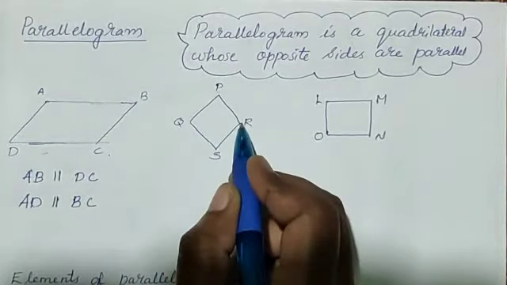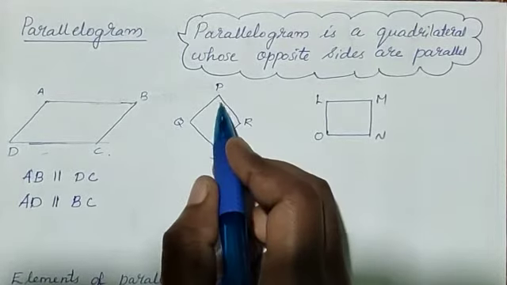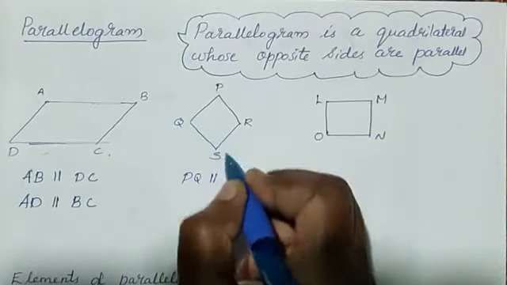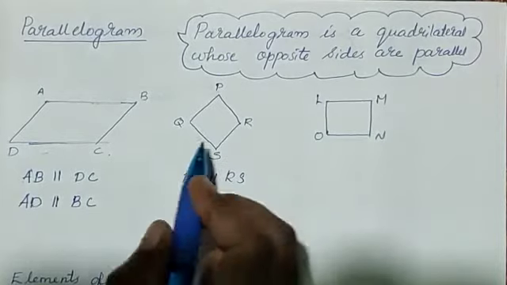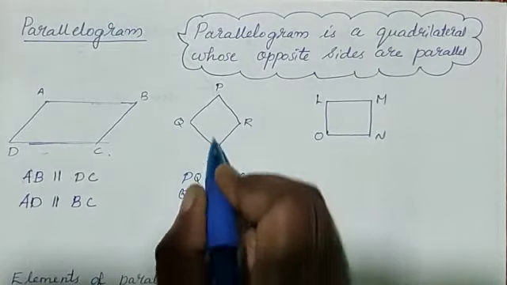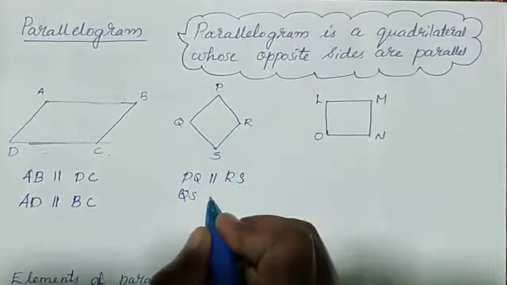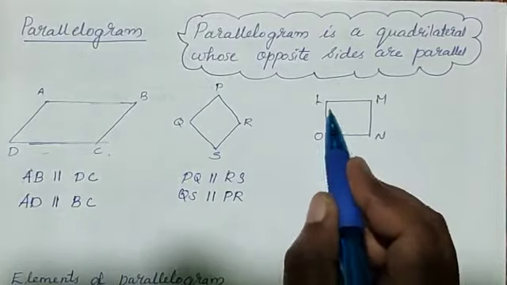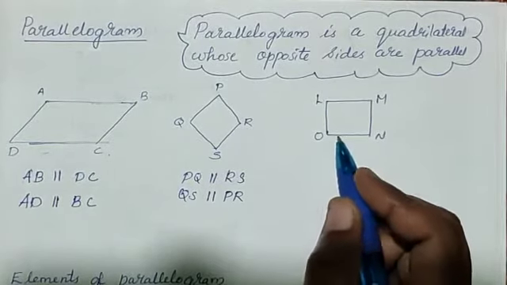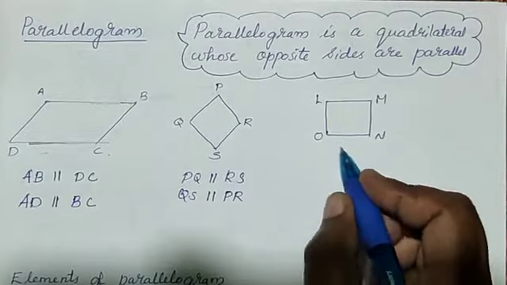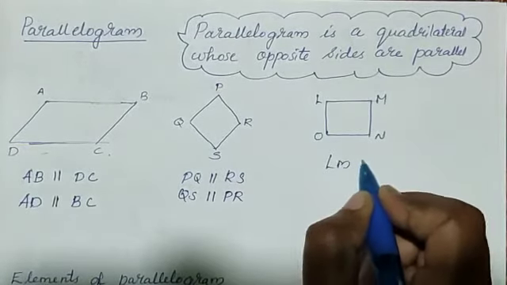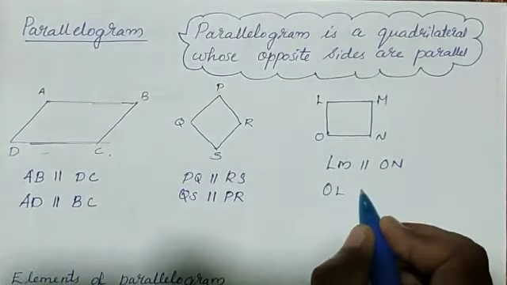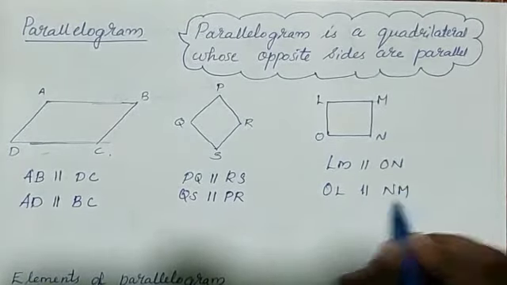Here PQRS is a parallelogram. The opposite sides PQ is parallel to RS, and QS in the opposite side are PR. QS is parallel to PR. This LMNO is a parallelogram. Its opposite sides are parallel. LM is parallel to ON. OL is parallel to NM.